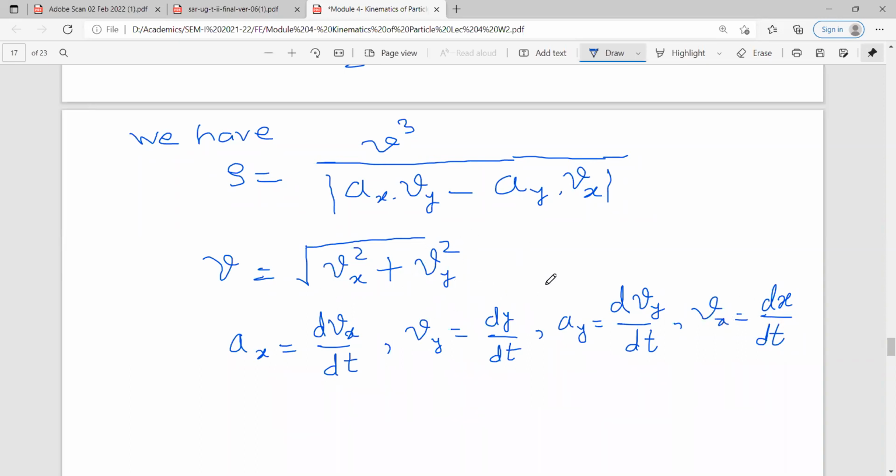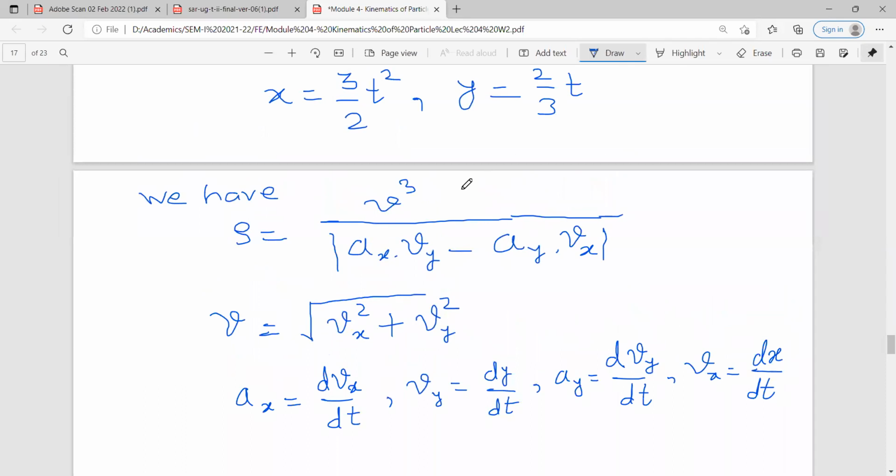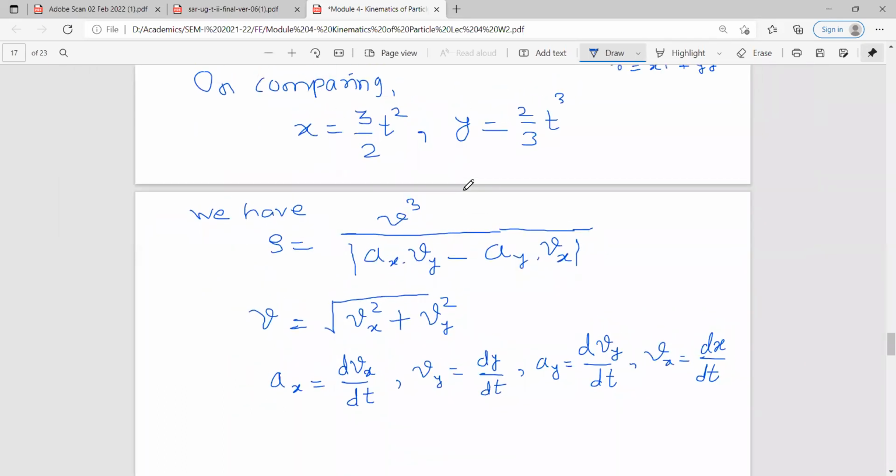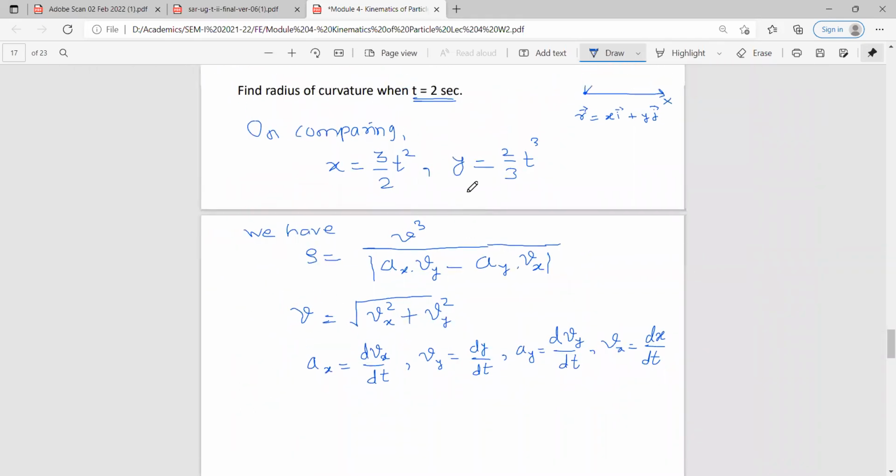Sir, why didn't we use the first formula for the radius of curvature? You can use the first formula only when y is a function of x, right?